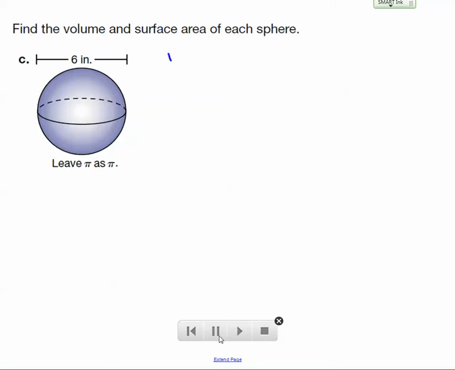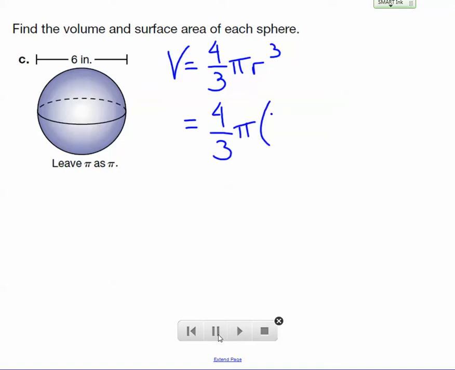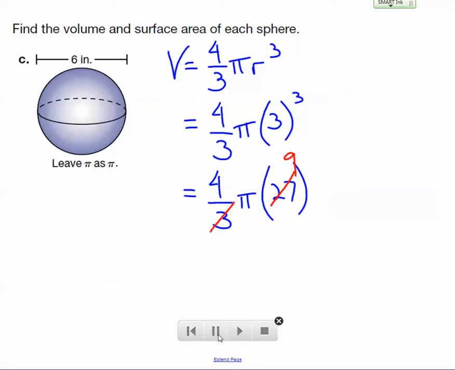Okay, well, first off, volume is 4/3 pi r cubed. So really all we need here is the radius. Well, I see the diameter is 6 of this sphere, so the radius is 3. So we're going to do 4/3 times pi times 3 cubed. 3 cubed is 27. So 4/3 pi times 27. 3 goes into 27 9 times. And 4 times 9 is 36. So we'll say 36 pi inches cubed. That is the volume of this sphere.